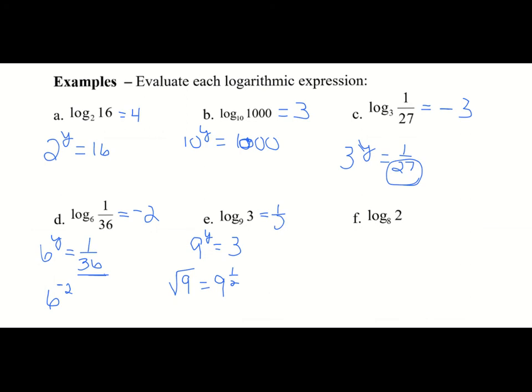For F, we have 8 to the what power will give me 2. So how can I take 8 and make it 2? Hopefully you're thinking, because we talked about it up with A, if I do the cube root of 8, it gives me 2. The cube root of 8 is the same as 8 to the 1/3 power. So that's what it would equal here, 8 to the 1/3 power. And that is it for part 1. Stay tuned for part 2.